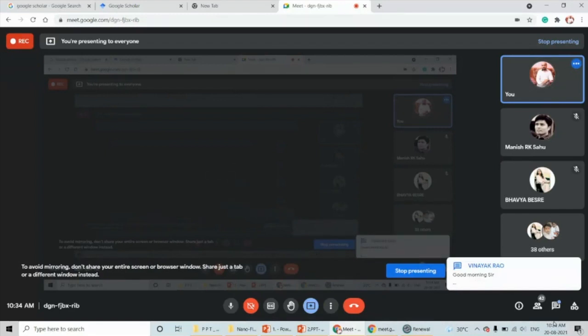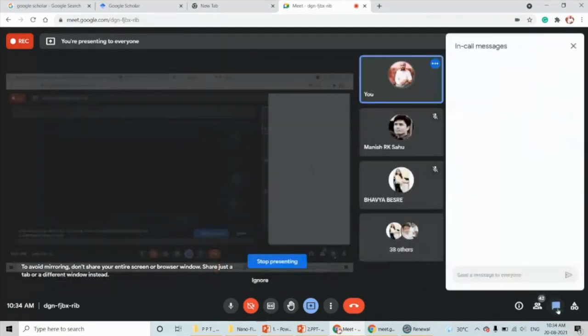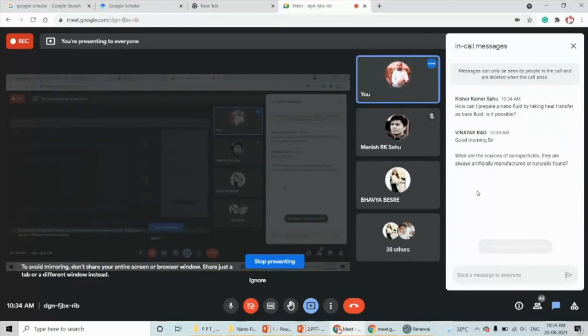So at the BTech level, how can I prepare a nanofluid by taking heat transfer as base fluid? By taking heat transfer as base fluid, it is possible. I didn't get you, what do you want to ask? I am not able to see.